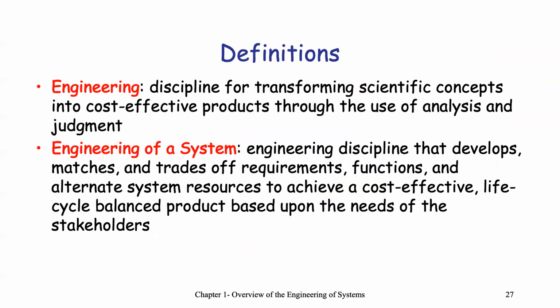For definitions, engineering is a discipline for transforming scientific concepts into cost-effective products through the use of analysis and judgment. And systems engineering is the engineering discipline that develops, maps, matches, and trades off requirements, functions, and alternative system resources to achieve a cost-effective, life-cycle balanced product based on the needs of the stakeholders.